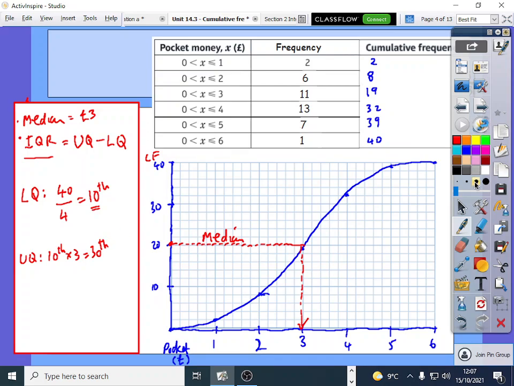So if I look for the 10th person, where does the 10th person's pocket money lie? I go along here and go down. Where do you get the 4 from? Because quarter means sharing data into 4. So this is 1 quarter. 2 quarters is the same as a half, which is the median, and then 3/4 is known as the upper quartile. So this is the lower quartile, a quarter of the value. This is the upper quartile, and the median is half the data. You okay with that? Good questions, keep them coming.